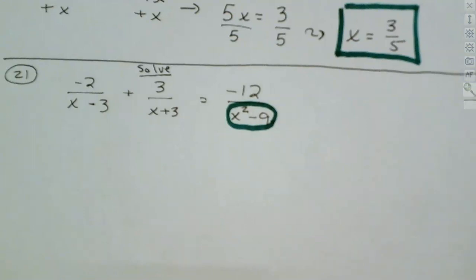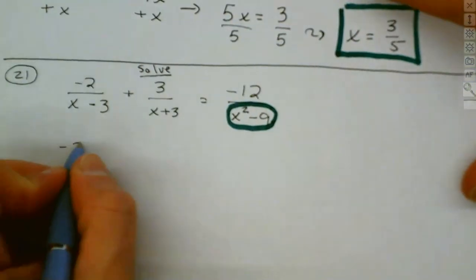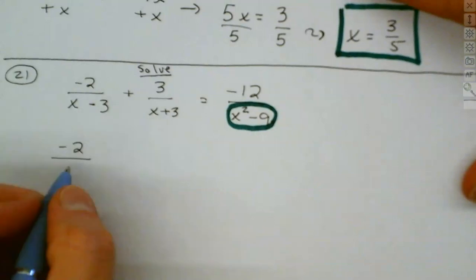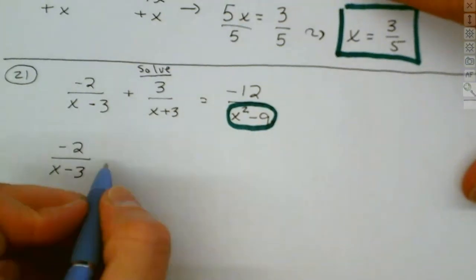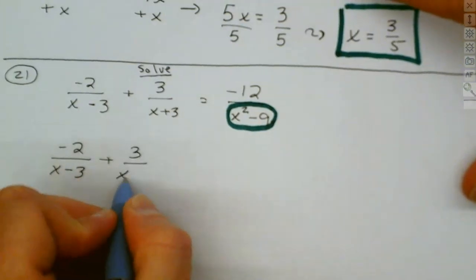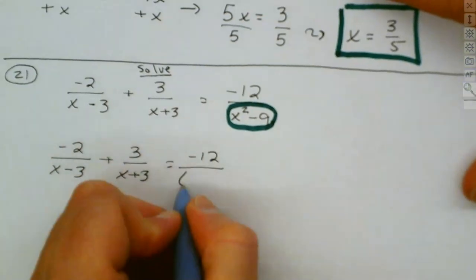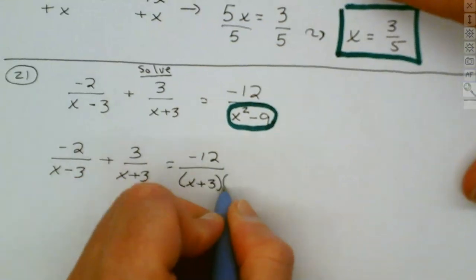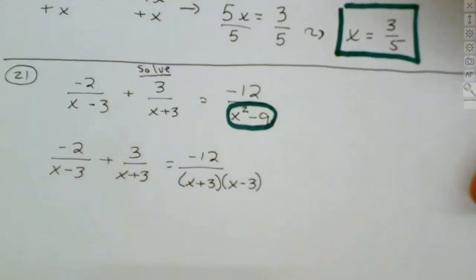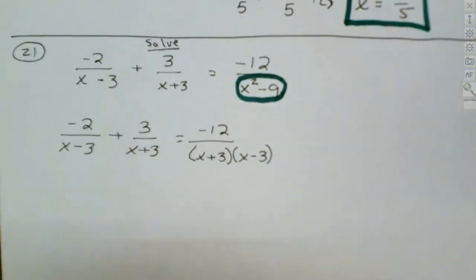Plus and minus. And how do we know that it's a difference of squares? Well, is 9 a perfect square? Yes. 9 is a perfect square of what? 3. So the first thing I would do is I'm just going to rewrite this as minus 2 over x minus 3 plus 3 over x plus 3 equals minus 12 over x squared minus 9. I just factored it. And now we can see what numbers are not in the domain.